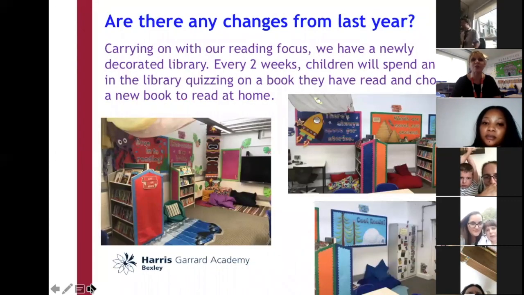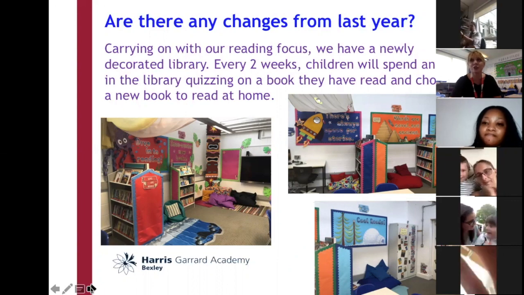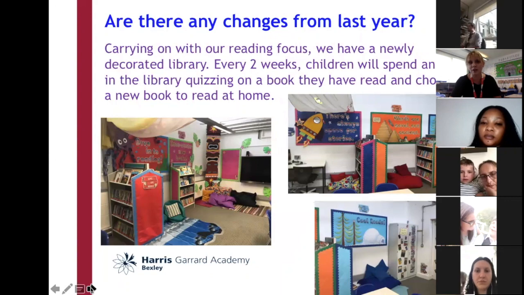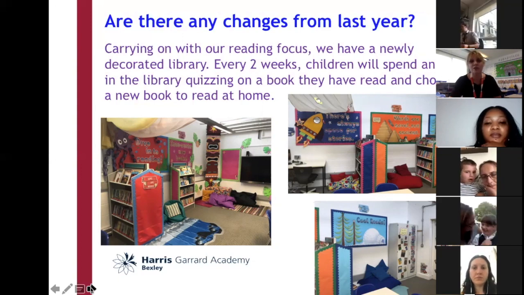So changes from last year. Carrying on from our reading focus, we have a newly decorated library. Your children have now visited it twice and they absolutely love it. They are really, really enjoying the time there. Today they had their book that they went in and they took a quiz where they took their scores down and they had their bookmark, and they're so excited to now really improve on their reading. So what we ask of you is that you continue to read with your children, or child, should I say, sorry, every evening.